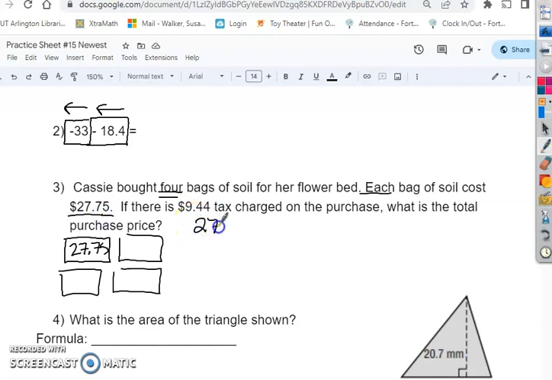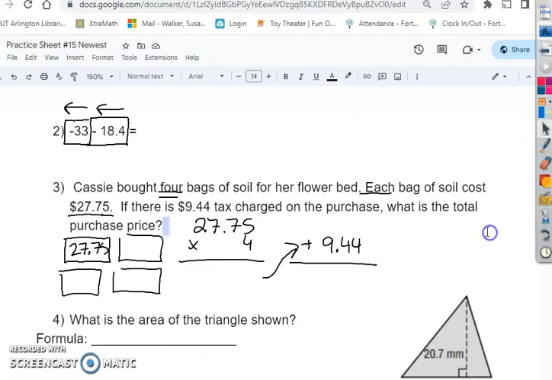Then my last step, once I get this, is to make sure I add the tax. You have to add the tax. We don't even have to find it this time. We're just going to add it. They already gave it to us. Now let's go to number 4.